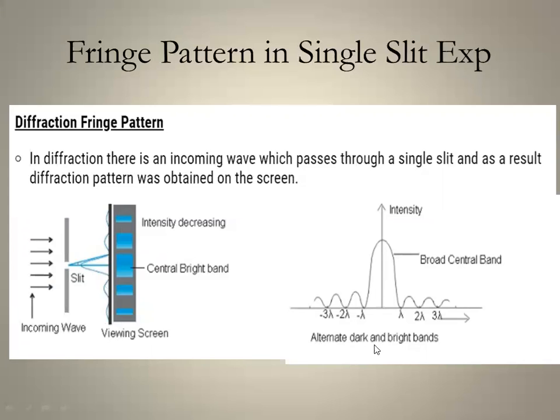In this diagram also, you can see how alternate dark and bright bands are created. The intensity, or amplitude, is maximum at the center, and in other areas it starts decreasing, both up and down. You can see both right and left, the intensities keep on reducing. So this is the central bright band, and the intensities keep on decreasing on the other two sides.